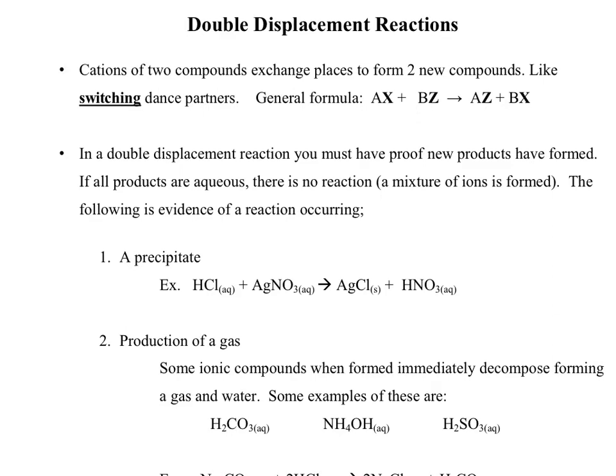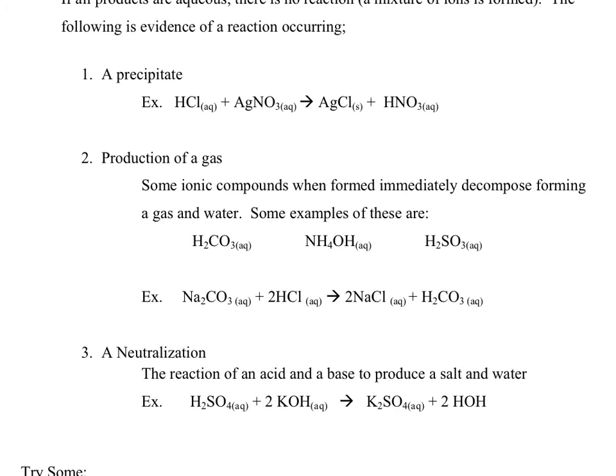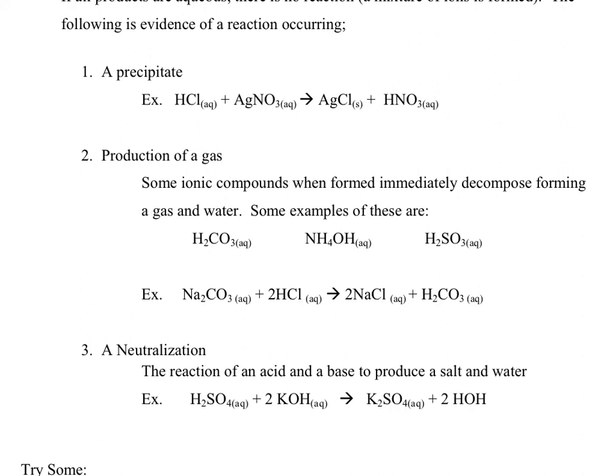The second piece of evidence is if a gas gets produced. Some ionic compounds, when formed, immediately do a decomposition reaction, forming gas and water. Here are the 3 examples that we want you to be able to recognize and memorize.